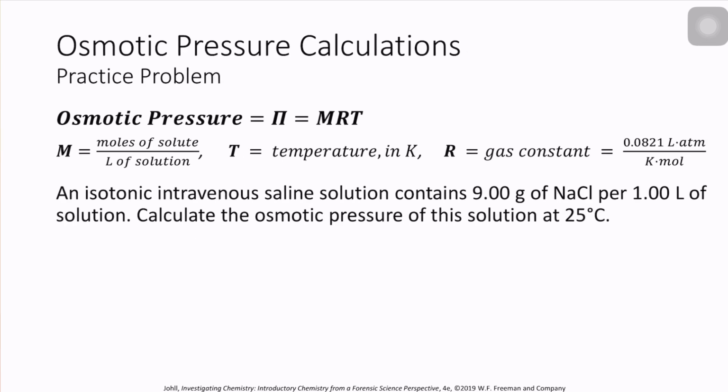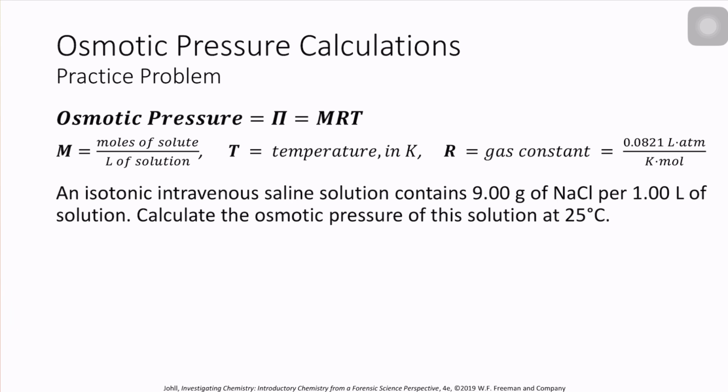We can calculate the osmotic pressure using the following equation. This symbol right here is the symbol for osmotic pressure. It is the Greek symbol capital pi, where M is molarity, R is the gas constant, and T is temperature, and it must be in Kelvin because that's the unit of temperature in our gas constant.